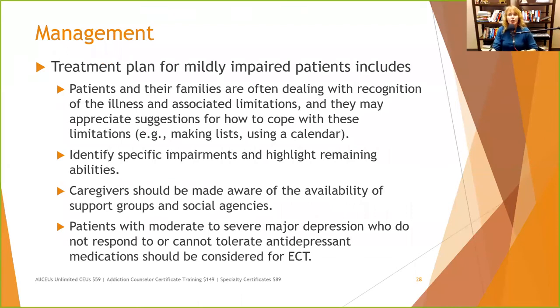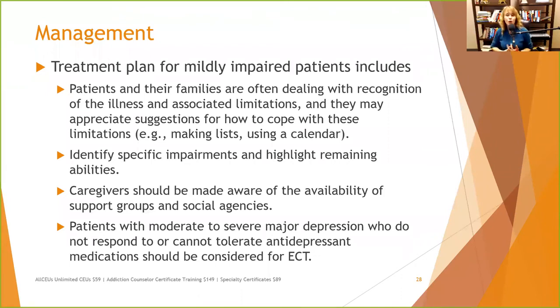For mildly impaired patients, we're going to be looking at the following for treatment planning. Patients and their families are often dealing with recognition of the illness and associated limitations. They may appreciate suggestions for how to cope with these, such as making lists for the person of things that need to be done, using a calendar, having a schedule that's posted on the door. Identify specific impairments, but highlight remaining abilities. So we can deal with these impairments this way, but let's not forget about all this stuff that this person still has going for them.